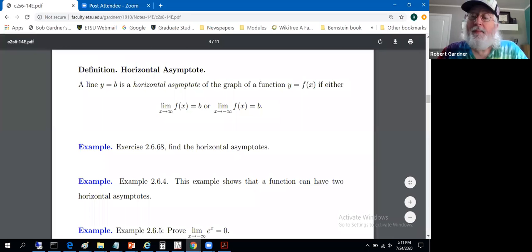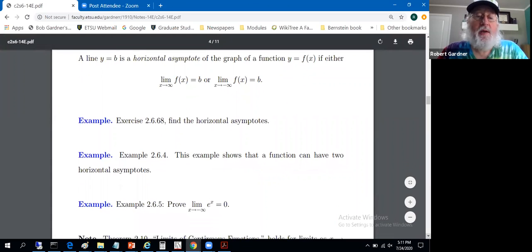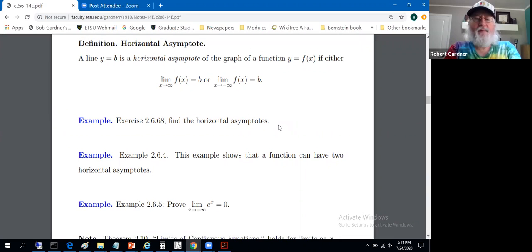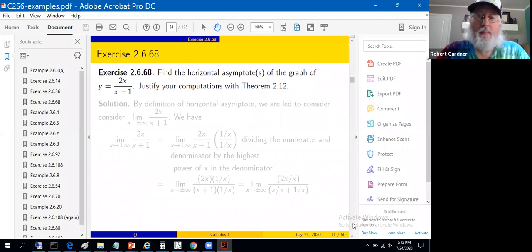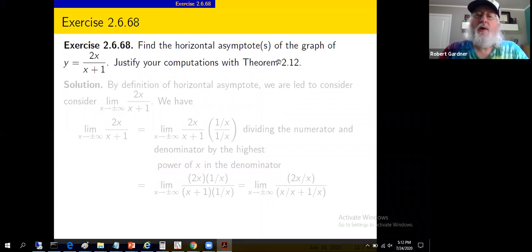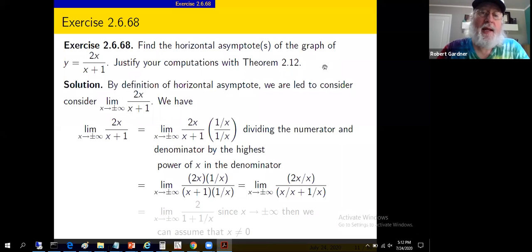Let's do one. So we'd like what we just did, except this go round, it'll probably come to us as a question about horizontal asymptotes. Well, then we'll change it into a question about infinite limits. Let's actually do 3 examples. Okay, find the horizontal asymptotes of the graph y equals 2x over x plus 1. Justify your computations like we've been doing.